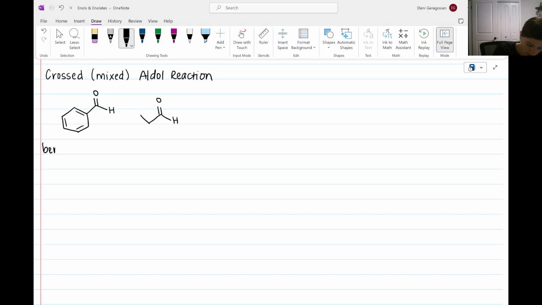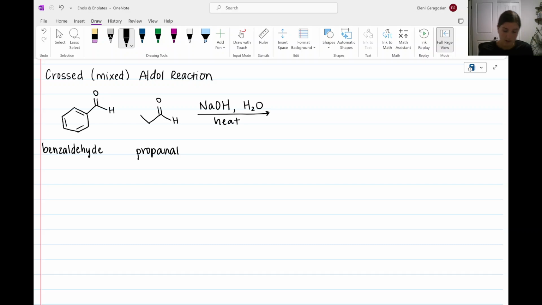Here's benzaldehyde, and propanol. This can undergo an aldol reaction. We have sodium hydroxide, so we have a base in water, and we will add heat. If we look at benzaldehyde, it has one alpha carbon, but there are no alpha hydrogens there. So we cannot form an enol or an enolate with benzaldehyde. The only starting material that has an alpha hydrogen is propanol.